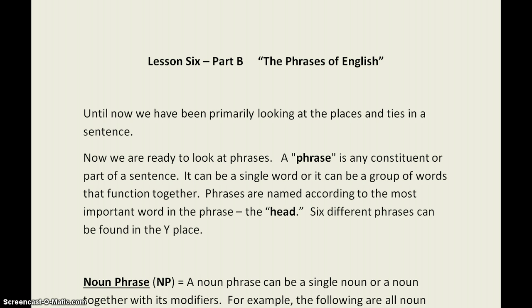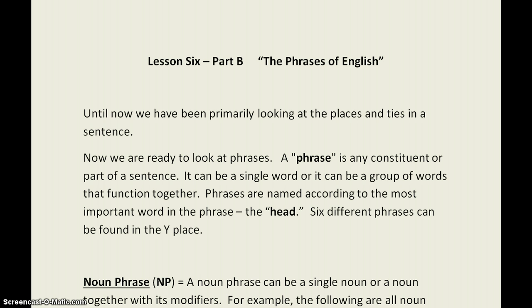So actually, we need to decide what exactly are the phrases that we're working with and to be able to recognize them and identify them. So we can say a phrase is any constituent, and that really means a phrase is part of a sentence. Usually it means that that part of a sentence is found in one place. So generally we could say that when you have one place in a sentence, you have one phrase filling that place. Now, a phrase can be a single word, or it can be a group of words that function or work together.